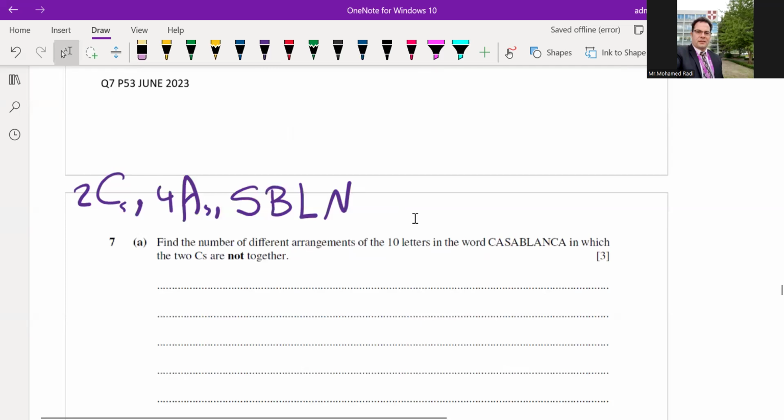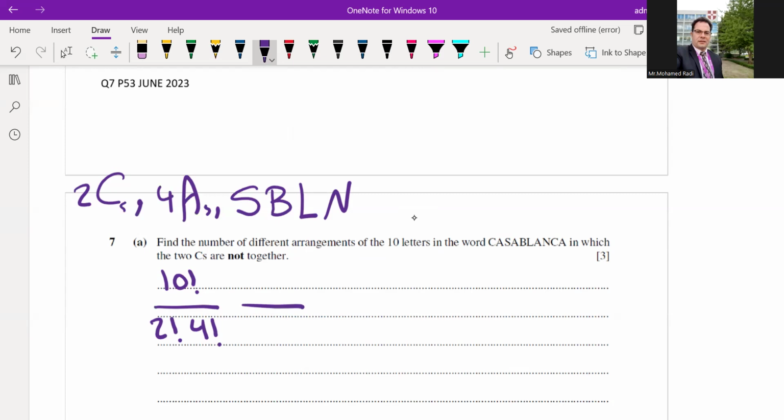C's not together. Let's first find the total without restriction, then find the C's together, then subtract. Without restriction, it's 10 factorial divided by 2 factorial repeated for C's and 4 factorial repeated for A's. This is the first part, minus the case of C's together. So C's count as one member. How many do we have? It's 9, but we have the repeated A's, which is 4 factorial. Then calculate each case, then subtract, or you can find your answer directly as a total.